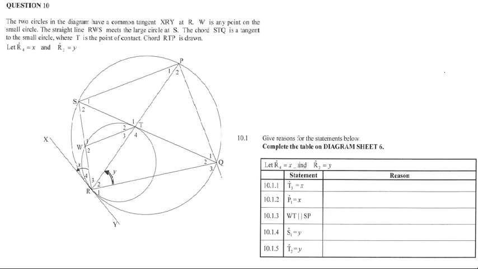In question 10.1.1 it says T3 is equal to x. That's because of tan chord. XRT is a tangent to the small circle. WR is a chord, so the angle between the tangent and the chord will be equal to the angle that the chord subtends. That's clearly T3. So the reason for the first statement will just be tan chord.